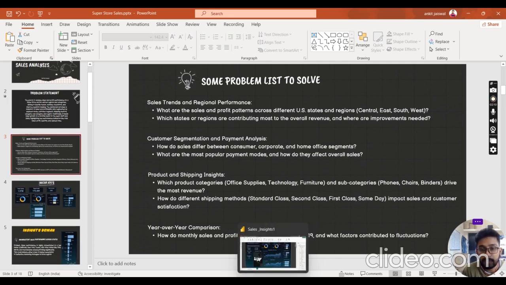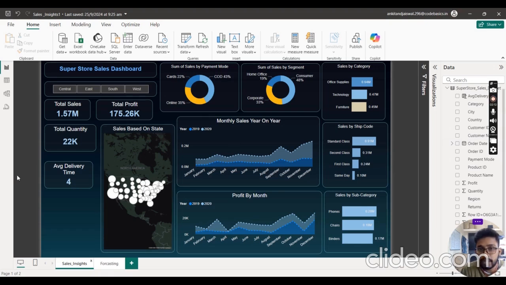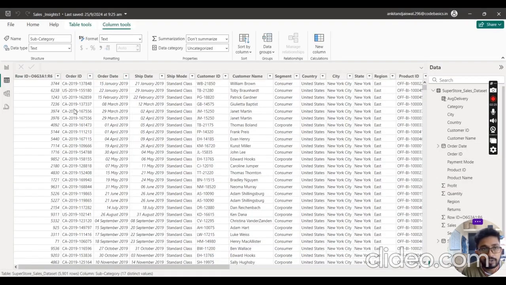So let's dive into my Power BI. This is the dashboard that I have created. As you can see, these are all my major KPIs. But let's first of all look at my data set. So this is my data set actually.